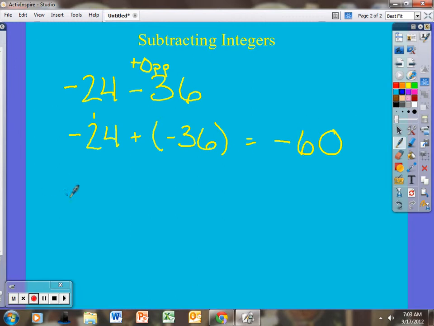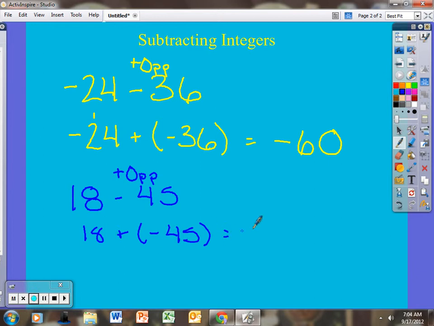I'll do one more before I sign off here. Let's go with 18 minus 45. Okay, I see the negative sign in the middle, so I add the opposite of 45. So the 18 stays the same. I put a plus sign. The opposite of 45 is negative 45. Okay, signs are opposite, so instead of adding, what I really do is subtract. That'll give me 27. Now, what sign do I give this answer?